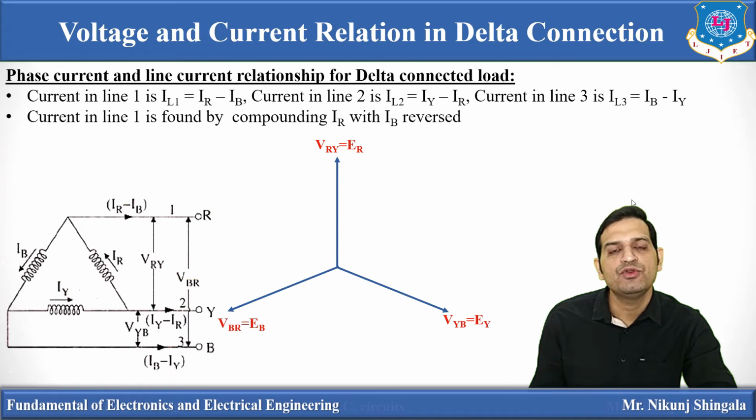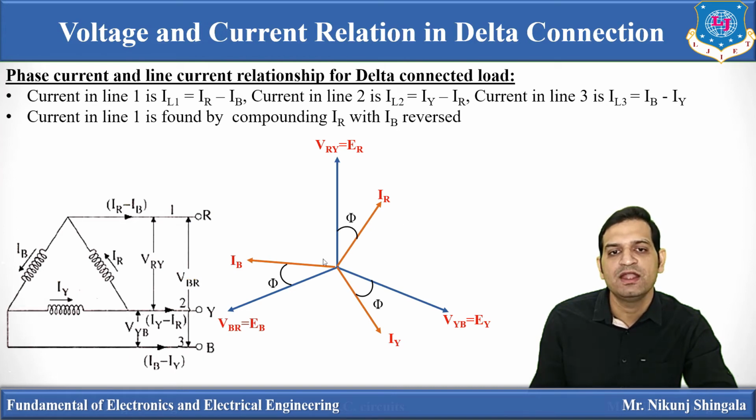Now suppose the load is assumed to be inductive. So the phase current will lag behind phase voltage by some angle phi. But as the system is balanced, all the phase currents will lag behind all the phase voltages by the same angle, that is phi. So IR lags ER by phi, IY lags EY by phi and IB lags EB by phi. Now the angle between ER, EY and EB is 120 degrees and all the currents are lagging behind ER, EY and EB by the same angle, that is phi. So IR, IY and IB will also be displaced by the same angle, that is 120 degrees. So this angle will be 120 degrees, this angle will be 120 degrees and this angle will also be 120 degrees.